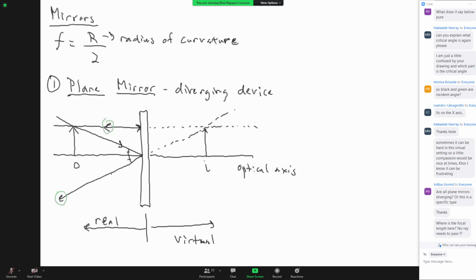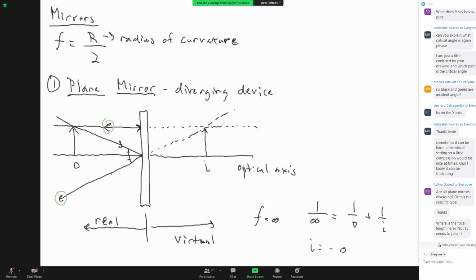Haha, that's a good question. So if you think about it, for a plane mirror, the focal length is infinitely far away, right? Because a plane mirror is just a flat piece of glass. There's no radius of curvature on a plane mirror. So that's where we get 1 over infinity is equal to 1 over O plus 1 over I, and where we see that I is simply negative O in our problem, because 1 over infinity is basically 0.